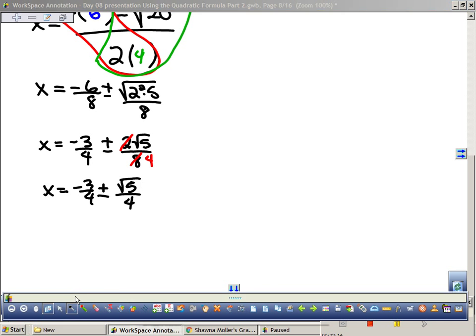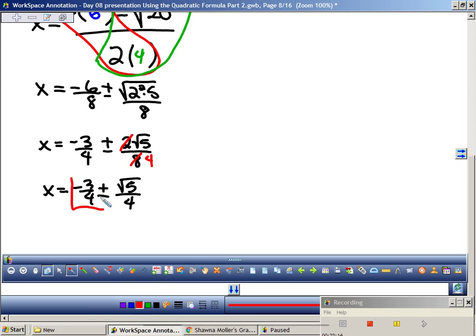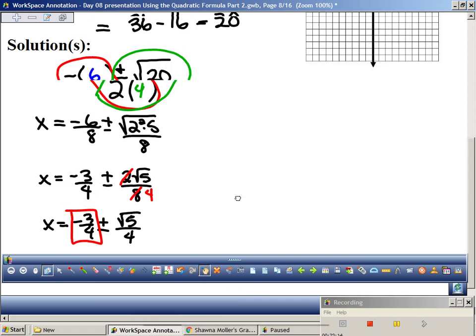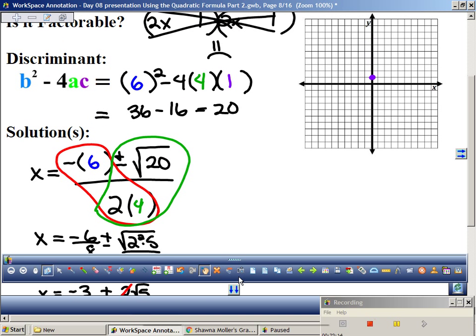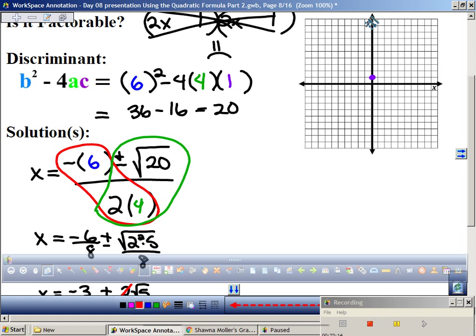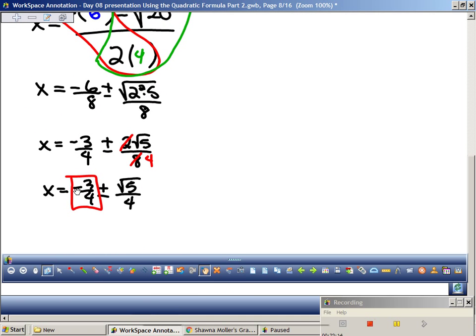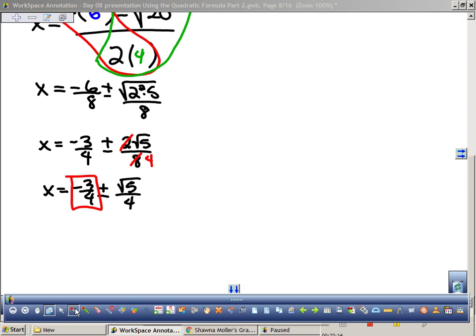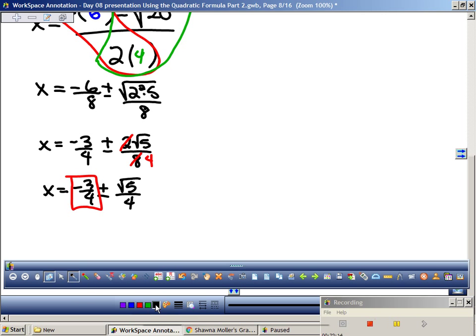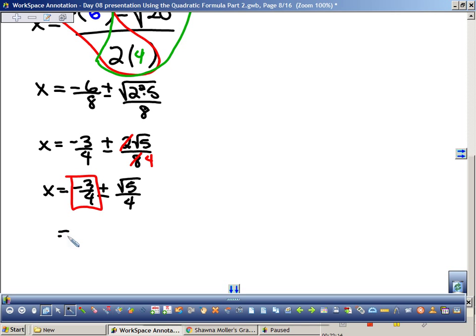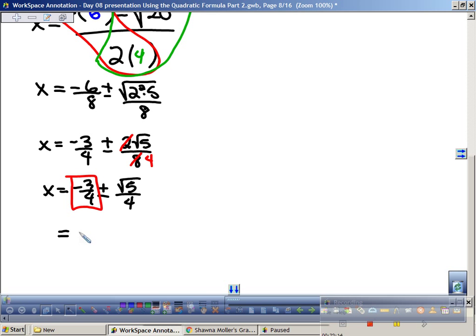Okay, so let's talk about this. This is my axis of symmetry, negative 3/4. So I'm going to go up to my graph, and I'm going to graph negative 3/4. Negative 3/4 is going to be kind of almost at 1. Correct? All right, and then let's estimate our roots. So I don't know how much root 5 is, but I do know how much root 4 is.